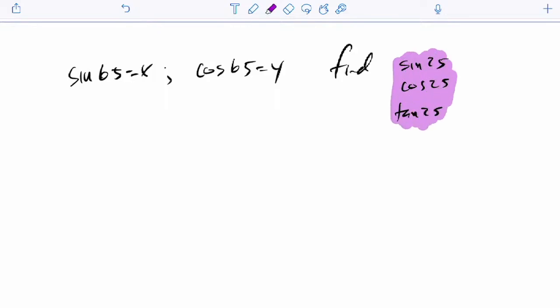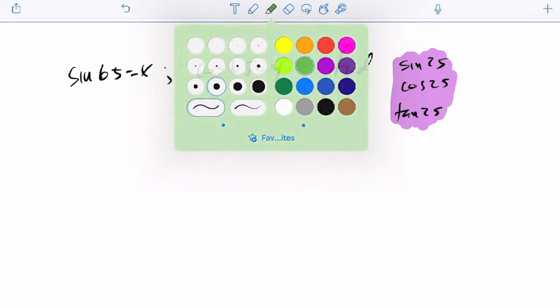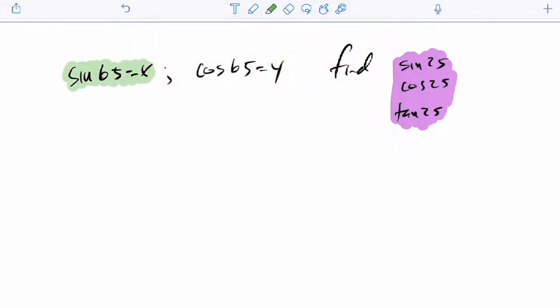So Tareem, for this question here, they give you that sine of 65 is equal to x and cos of 65 is equal to y. And they want you to express the sine of 25, cos 25, tan 25 in terms of these values. So the idea here is, notice if I add these two together, you get 90, right? 65 and 25 is 90.